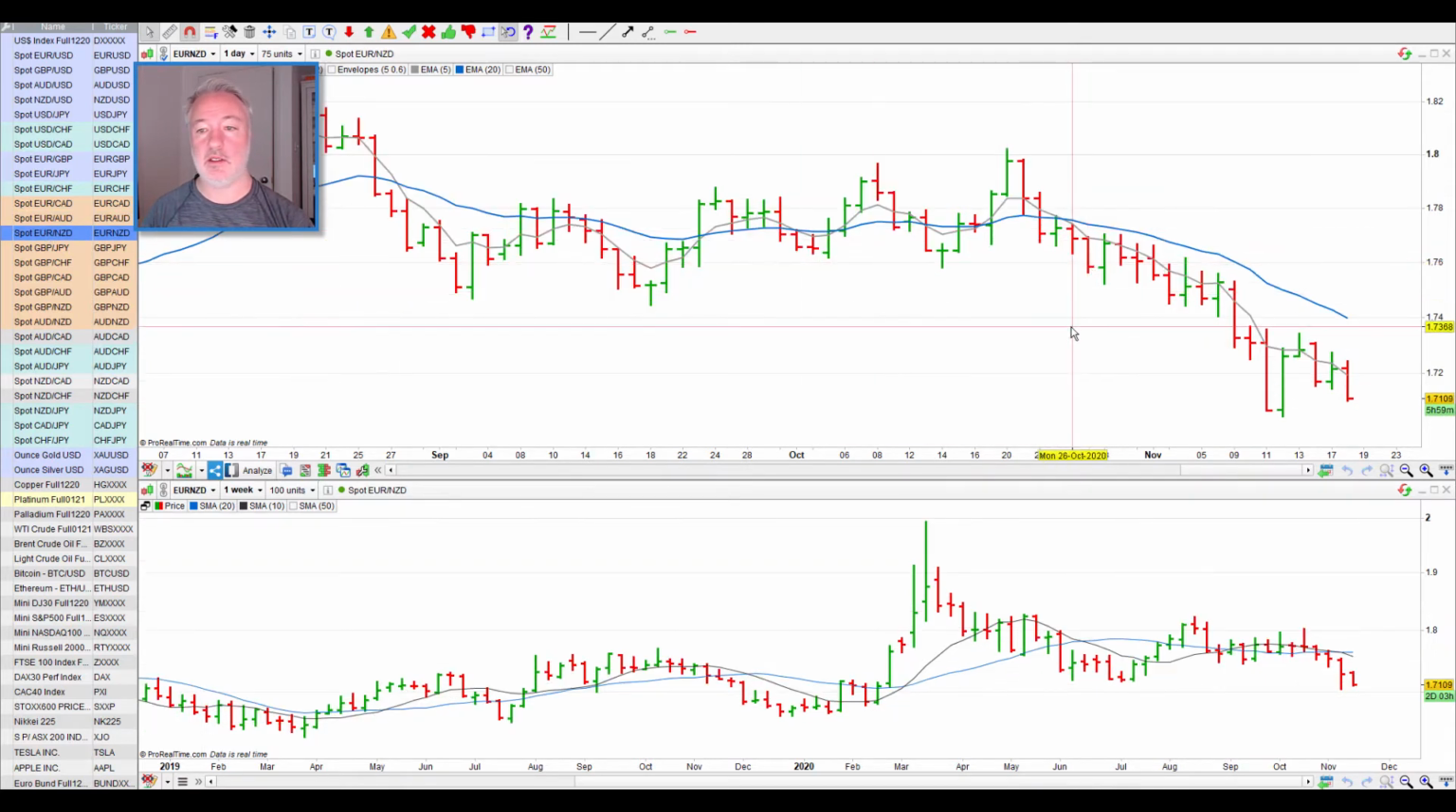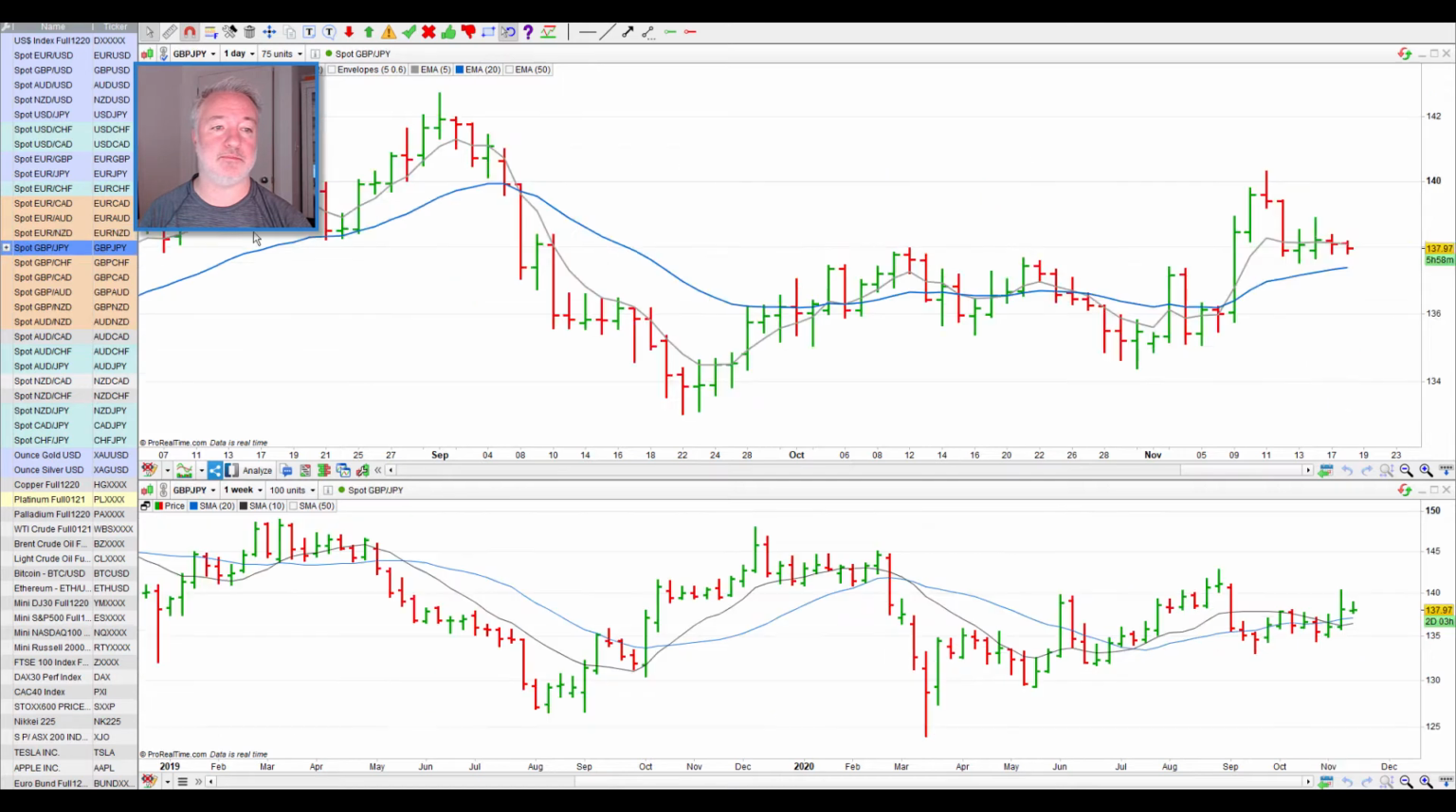Euro Kiwi is definitely starting to head lower. Beautiful, flowing very much to the downside. It's broken these lows here, which is a good sign. It's now effectively free to head down to the next key level. So Euro Kiwi should certainly be on an intraday shopping list.